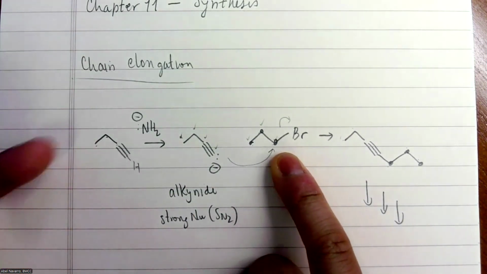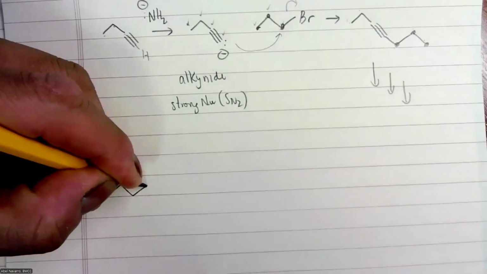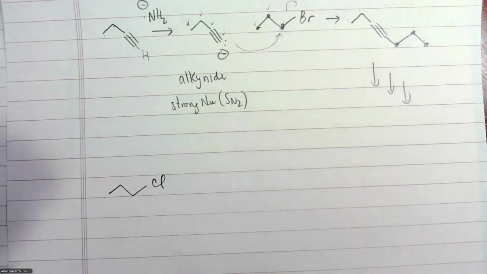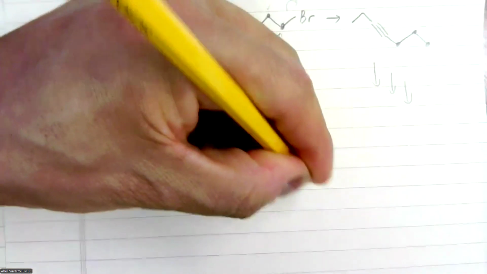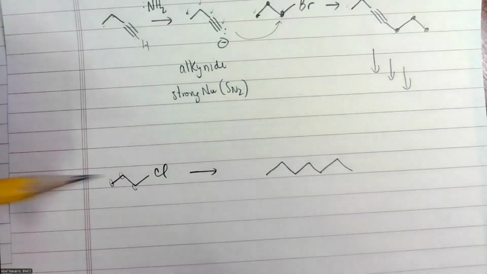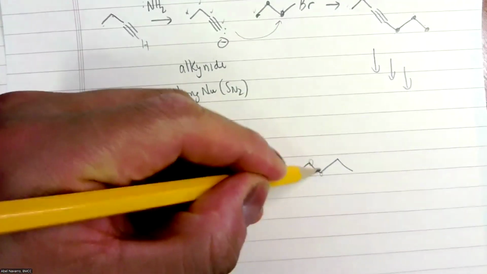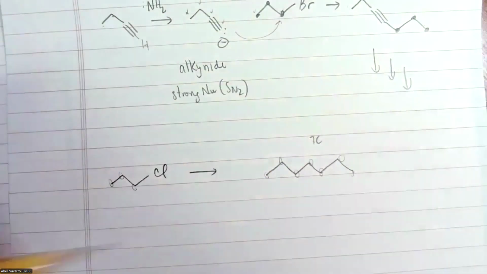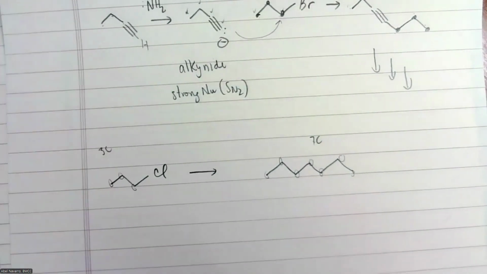What do I mean by playing that role? Meaning that if you have a compound, for example, I have this, and they ask me, okay, I need you to make it grow all the way to this one. So this one is 1, 2, 3, and this one is 1, 2, 3, 4, 5, 6, 7. So 7 carbons here, and 3 carbons here.